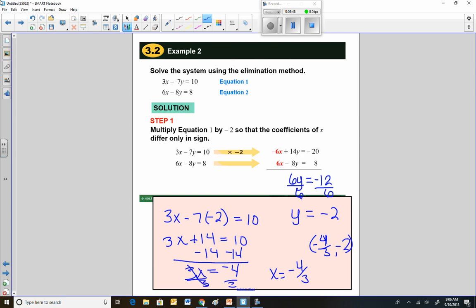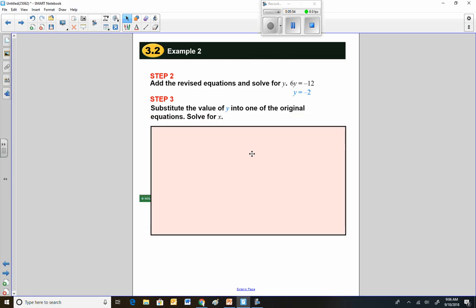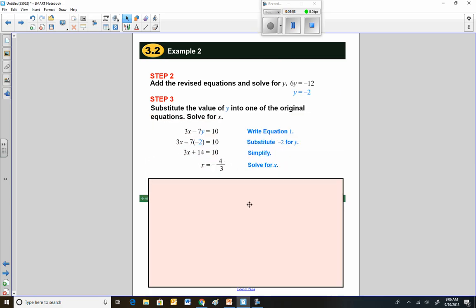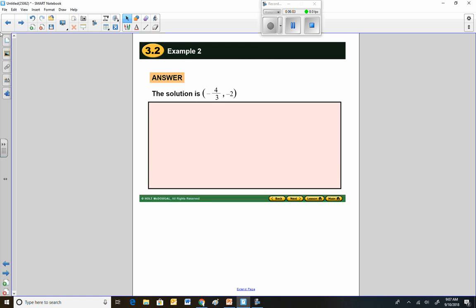All right. And let me move this on down. There we go. And they're just showing another way to go ahead and get those answers. And so we get negative 4/3, negative 2.